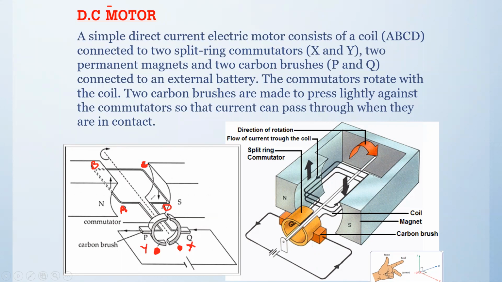So what is the purpose of the split ring and commutator? The direction of the current is now changed. How has the direction of the current changed? Even though it looks the same, it has changed. Why? Because the current is moving in this manner. Now the current is moving from D to C, then C to B, and then B to A, and then returns back. So the direction of the current has reversed. First, the direction of the current was from A to B, and now it is from B to A. As a result, the direction of the force will also change, and it will keep the coil rotating in one direction. So you have to learn the purpose of the split ring commutator.